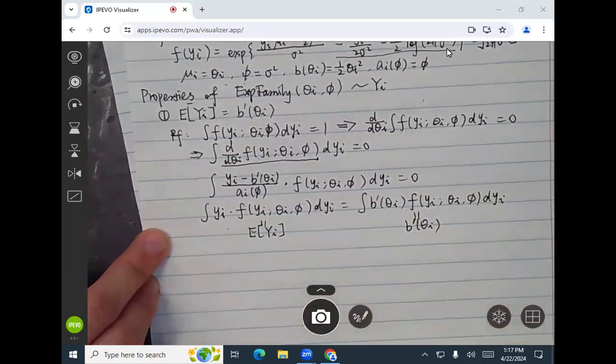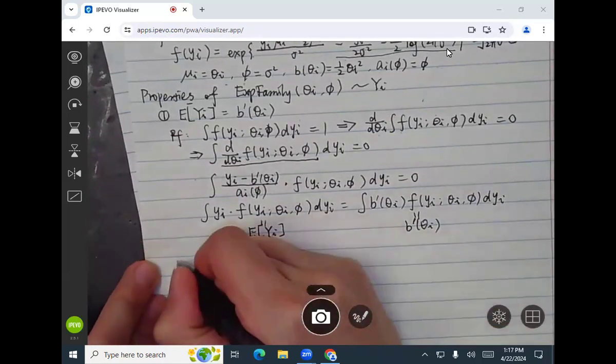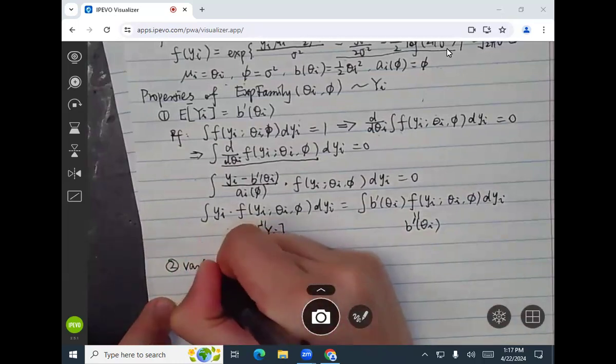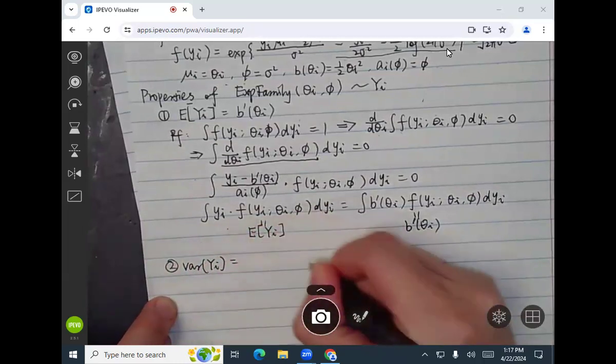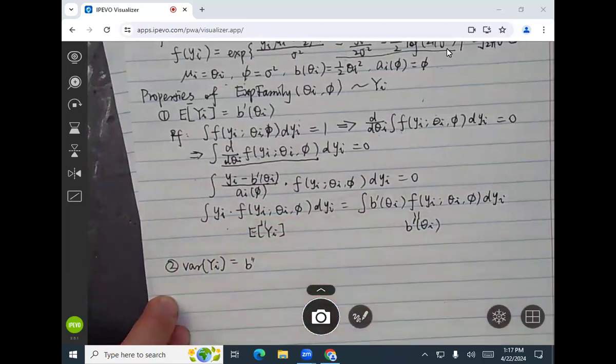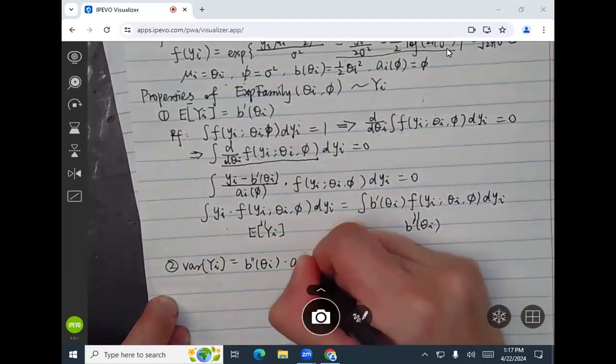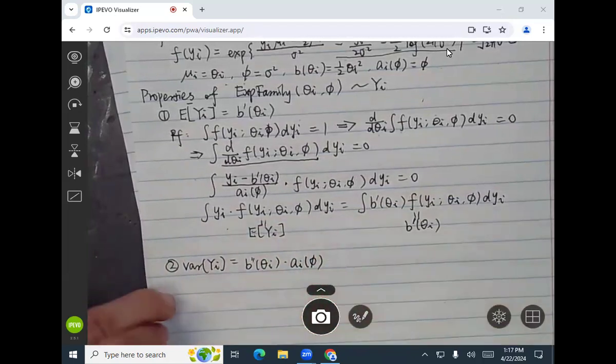Okay, how about the variance? That's our second property. The second property is that the variance of yi is just the second derivative of b at theta i times ai phi. So now the scale parameter will kick in, and that makes sense as well, right? The scale parameter affects how spread out the random variable yi's distribution is. So it should for sure enter the variance.